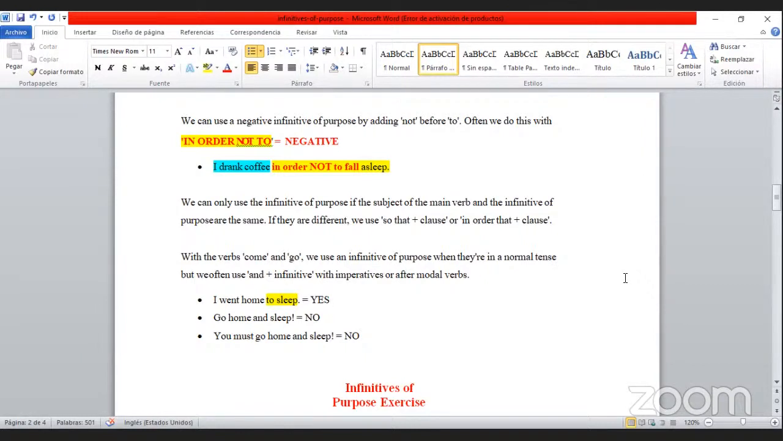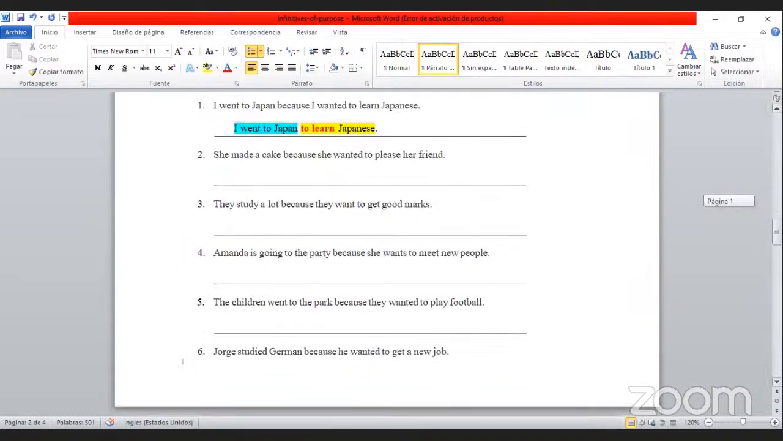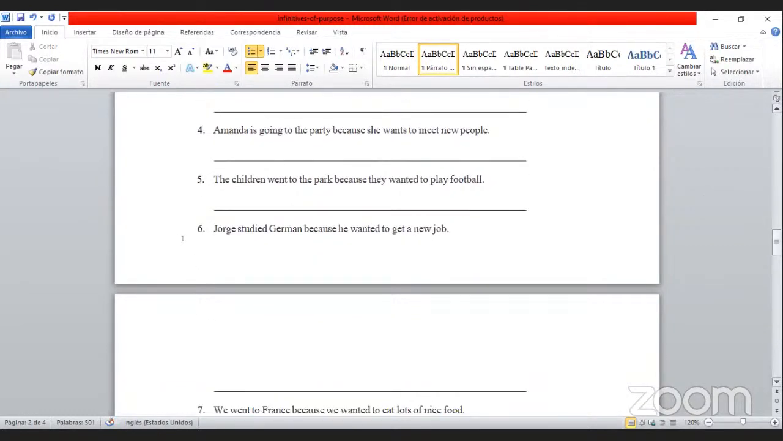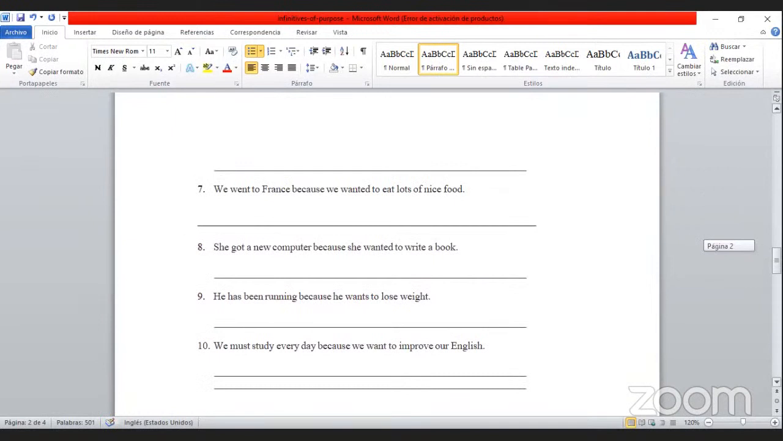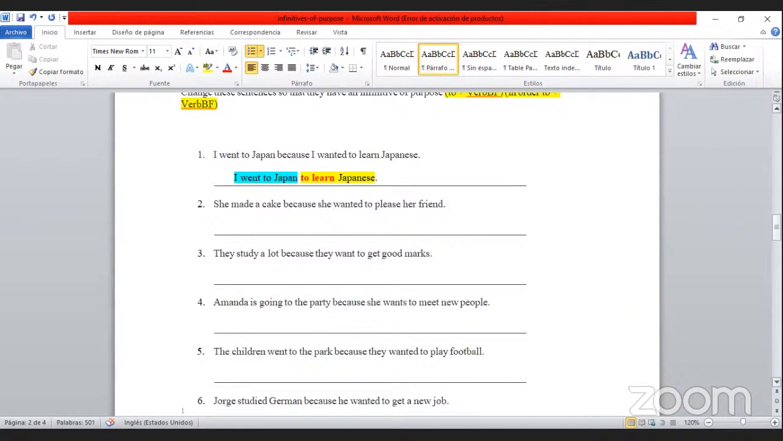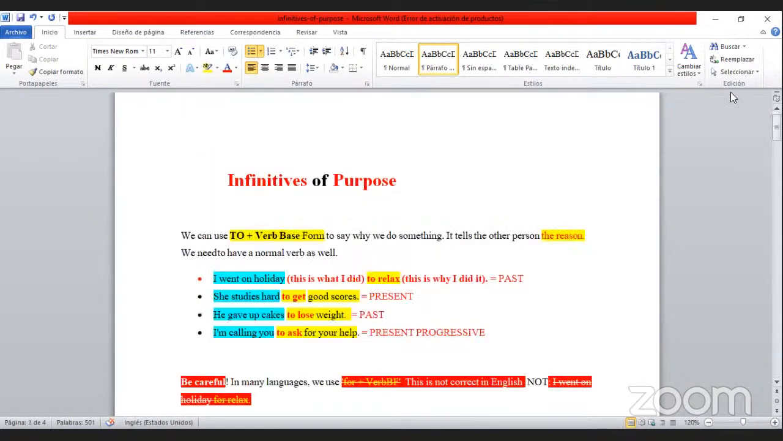Okay, so I will send you this document to your WhatsApp because here you have some examples, some exercises. And when you have time, maybe you could do it in order to practice.